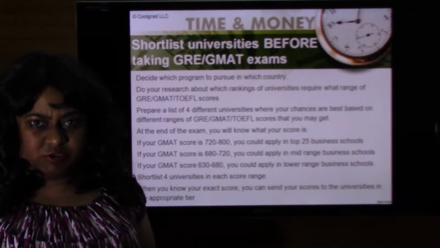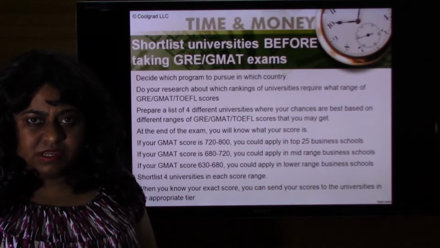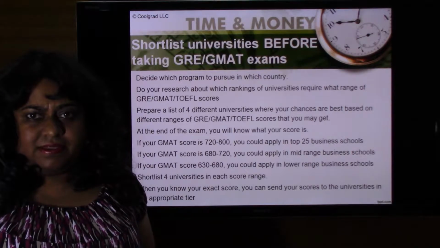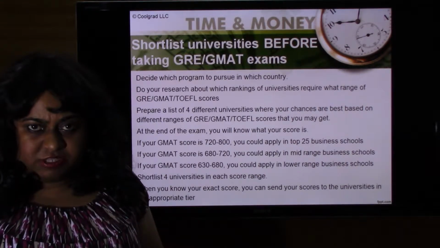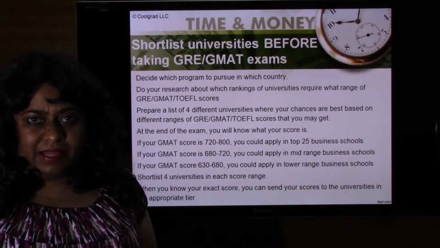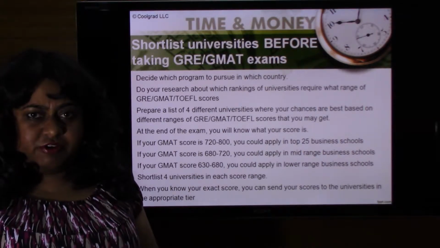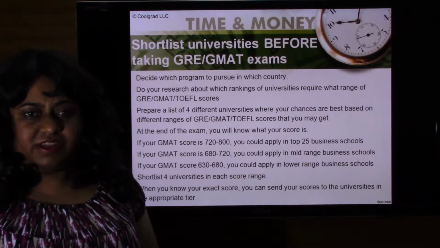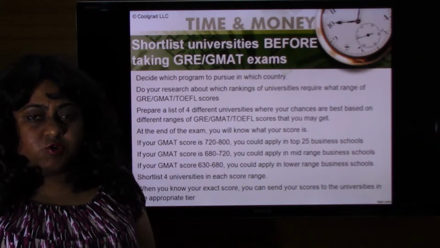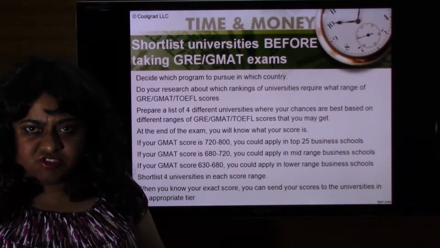You don't know what your actual score will be. Sometimes in the mock GMAT or mock GRE exams that you take at home, you might get a very low score or a very high score. It really doesn't reflect the actual score that you're probably going to get. So depending on what your actual score is, you have to have different categories of universities to which you will apply. It's very important to have this, because otherwise you're going to waste more than $100 in applying to the actual universities. So you have to do your research about the universities and shortlist them before you take the GRE and GMAT exams.